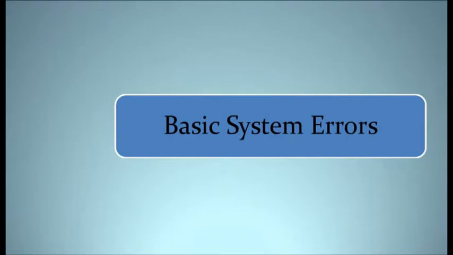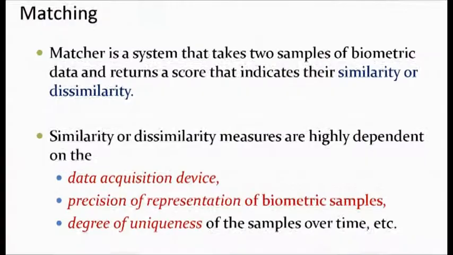So, we will be discussing basic system errors and see what happens in the case of biometrics. As you have mentioned, there are a few components. One component is the matcher. Of course, the other components are image acquisition, pre-processing, feature extraction and other issues. But this error is dependent on many factors, though the matcher is the primary component which will help you to take the decision.